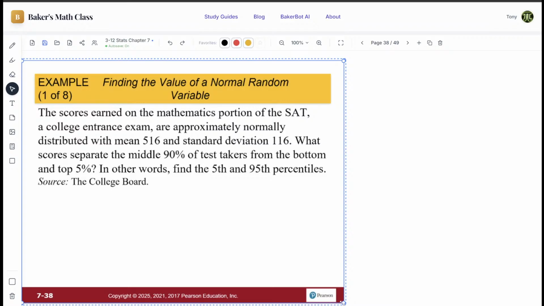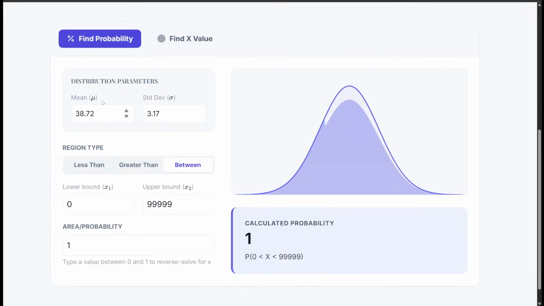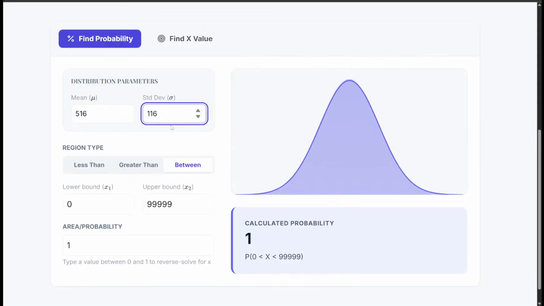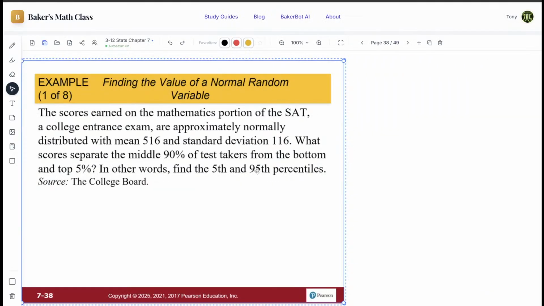We took the PSATs at some point. Scores earned on the mathematics portion of the SATs were approximately normally distributed with a mean of 516 and a standard deviation of 116. So we go back to here, 516 and 116. What scores separate the middle 90% of the test takers?